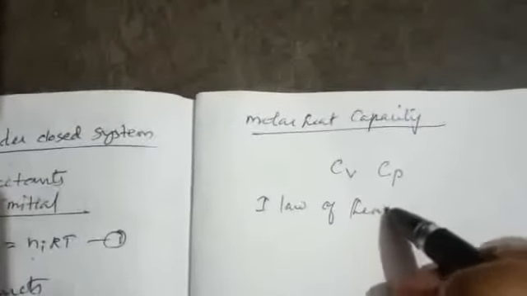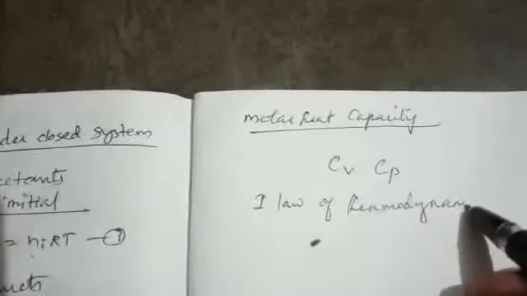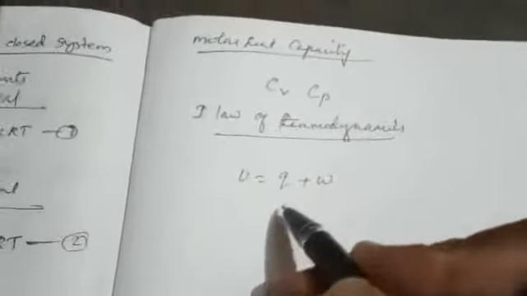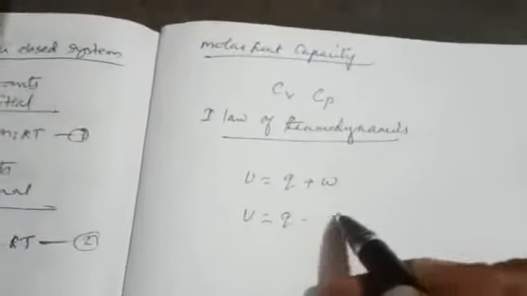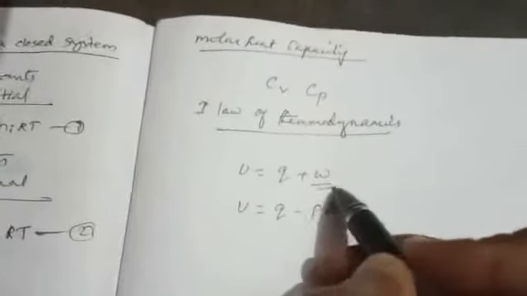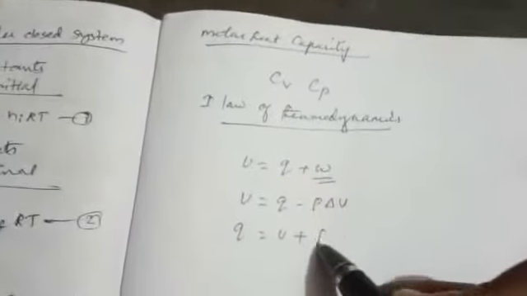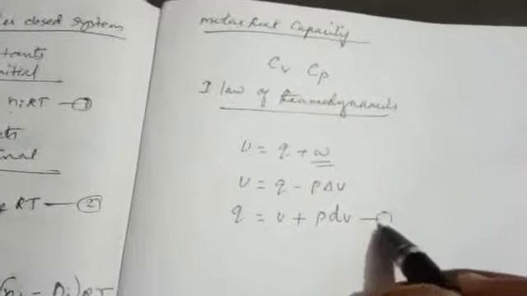Molar heat capacities are expressed at constant volume, that means Cv, or at constant pressure, Cp. According to the first law of thermodynamics, delta U equal to Q plus W, or delta U equal to Q minus P delta V. That means W value applied. So Q is equal to delta U plus P delta V. Equation number 1.